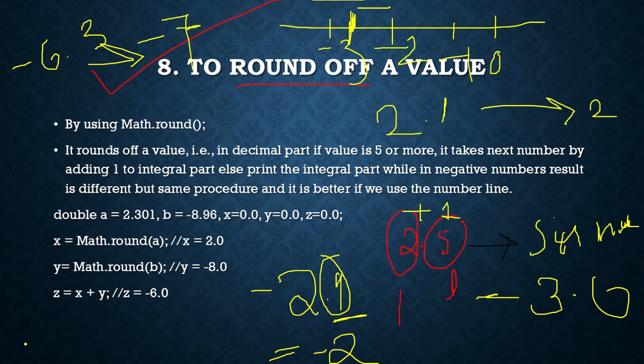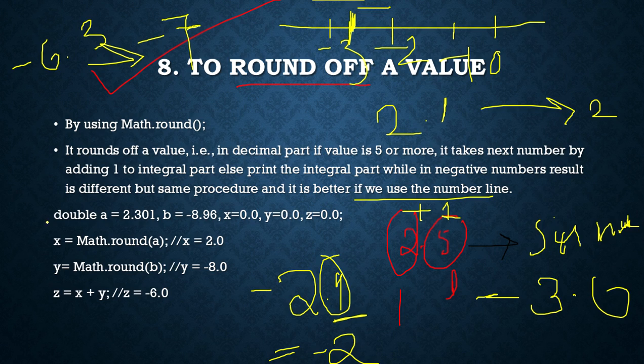Got it? For a round-off value, if the decimal part is 5 or more, it takes the next number by adding 1 to the integral part. Else it will print the integral part. In negative numbers the result is different but the procedure is the same, and it is better if we use a number line. Okay guys, please use a number line. That is why I wrote it here especially.